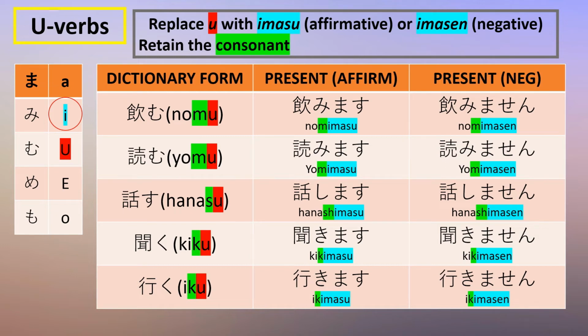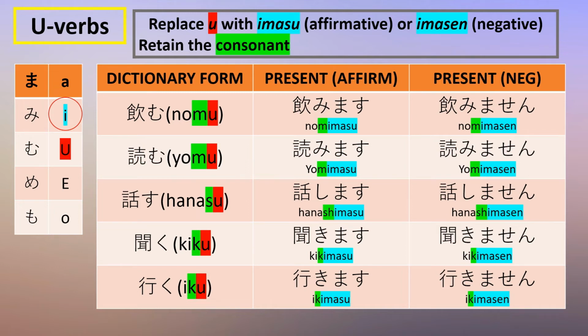Next, we have yomu. In yomu, of course, the final consonant is M. So here we retain also the letter M and change it to letter I. Yomu, yomimas, yomimasen. See, the letter M is retained.